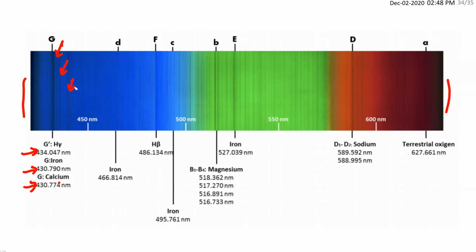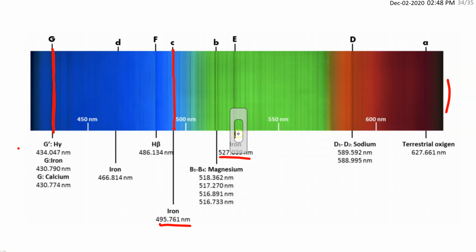Now, elements are usually made up of more than one line. For example, if we look at iron, 430, we'll say this is iron right here, okay? But as we look over here, we see at 495, there's another little line that says iron. And then at 527, there's another little line, okay? That means the presence of those three lines, or instead their absorption lines, indicates that iron is present in whatever star this came from.